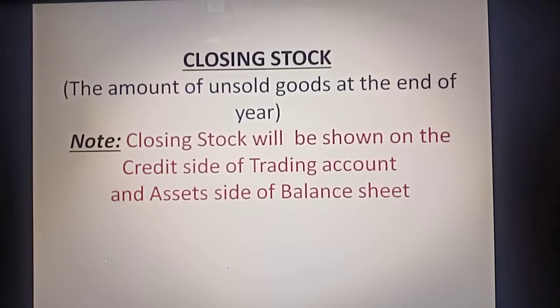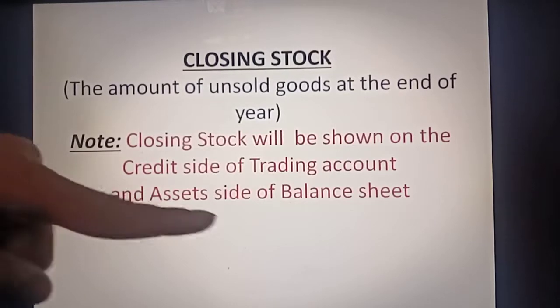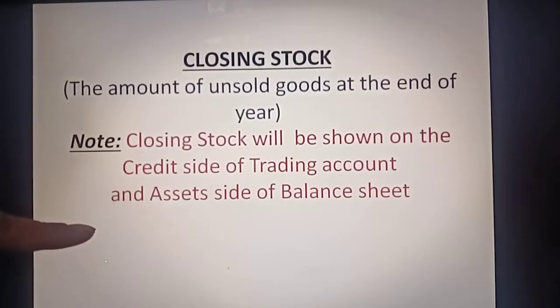So the treatment in the final account will be: generally the closing stock is given outside the trial balance. This is so because closing stock is valued at the end of the year after the accounts have been closed. So as such, closing stock will be shown in 2 places, on the credit side of the trading account and on the asset side of the balance sheet. See, closing stock will be shown on the credit side of the trading account and the asset side of the balance sheet. I hope it is clear.